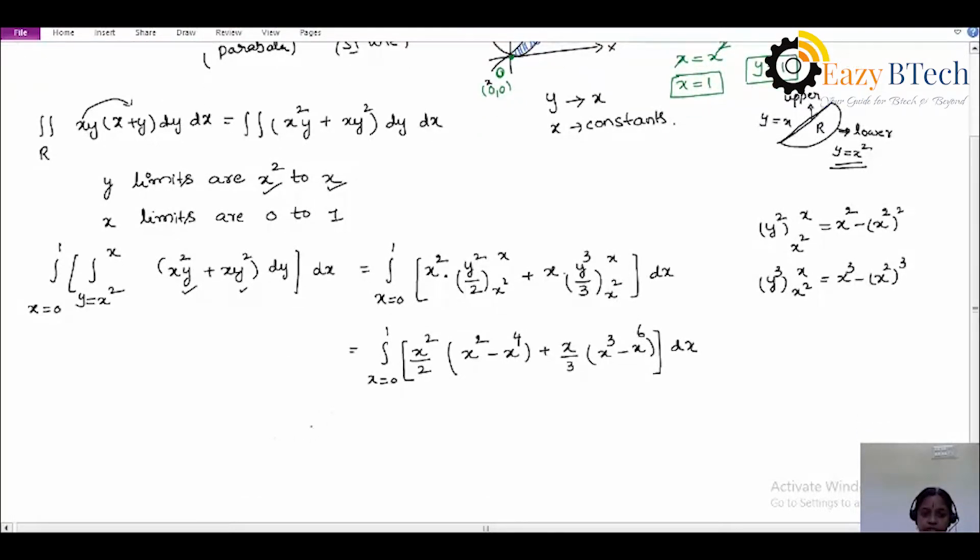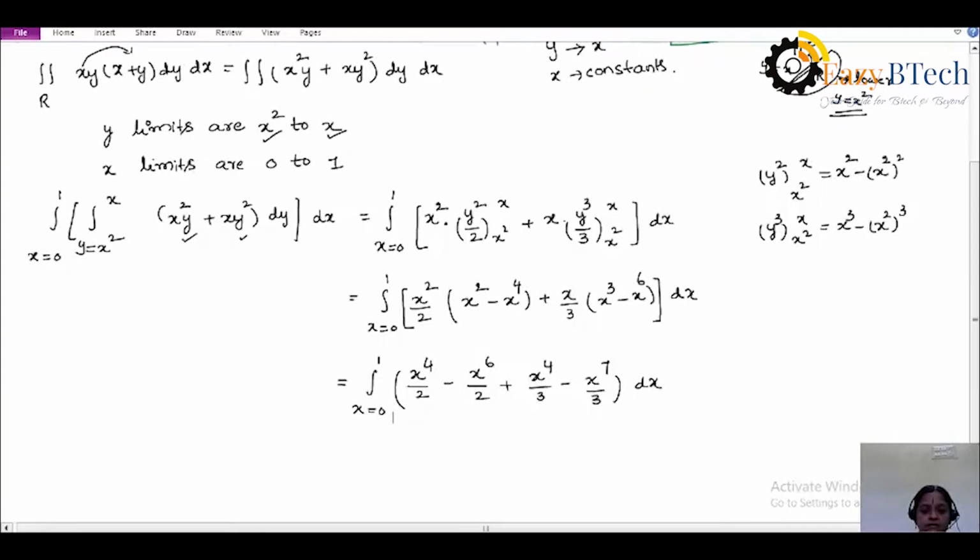Okay, simplification, that is equal to integral x is equal to 0 to 1 of x square by 2 into x square, x power 4 by 2. Similarly, x power 6 by 2, and x by 3 into x cubed, x power 4 by 3, and similarly the next term, x power 7 by 3 into dx. Now doing integration with respect to x here.